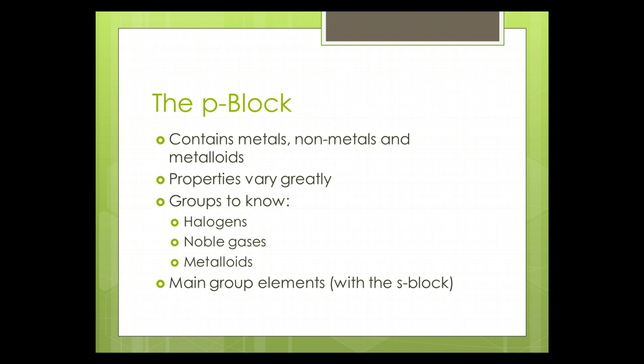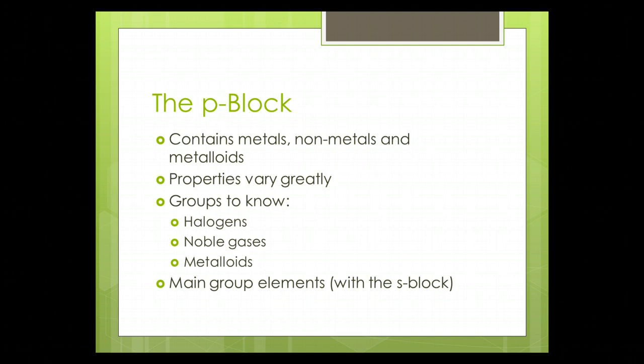What groups do we need to know from the periodic table? Well, if we look at a periodic table, the halogens would be in group 7 or 17, depending on how it's numbered on your periodic table. Halogens need one more electron to be just like a noble gas, and so they're highly reactive and they want to gain that one extra electron.